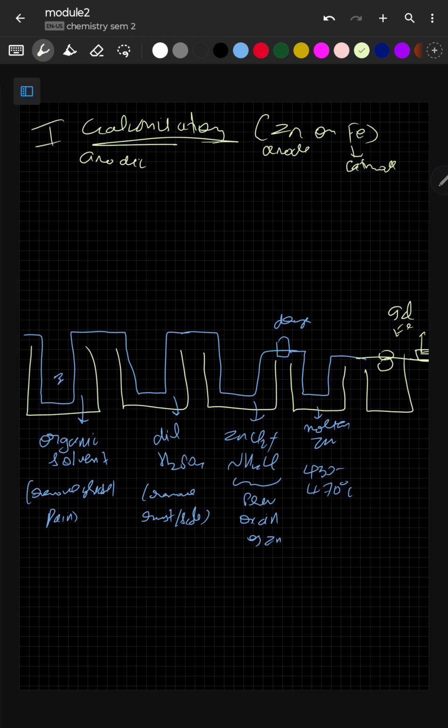Before dipping it in molten zinc, we are going to dry the surface also. Then we're going to dip it in molten zinc at 430 to 470 degrees Celsius. Then we're going to pass it into rollers. Then we get galvanized iron. Okay, that was about galvanization.